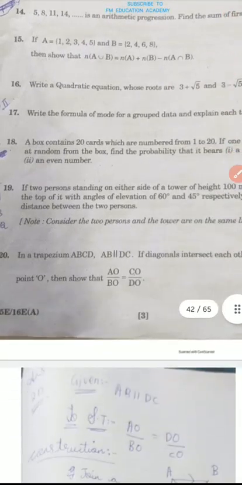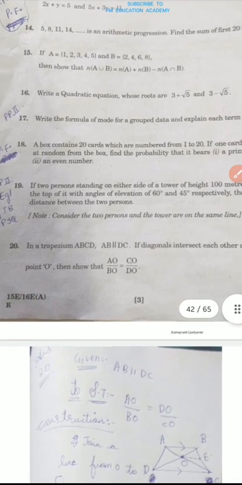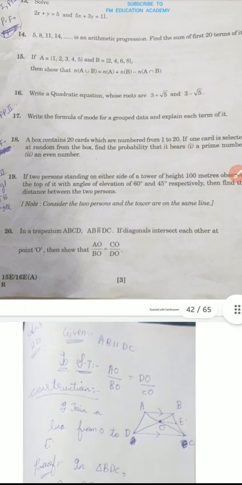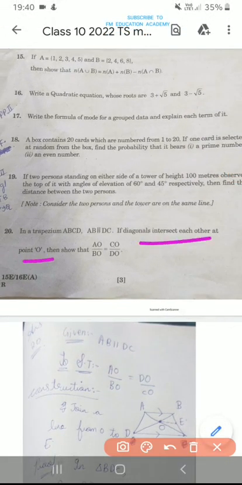Next question is, 20th question is, in a trapezium ABCD, AB is parallel to DC. If the diagonals intersect each other at point O, then show that AO by BO is equal to CO by DO.